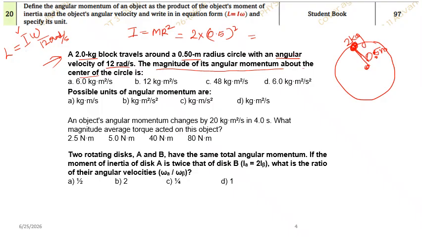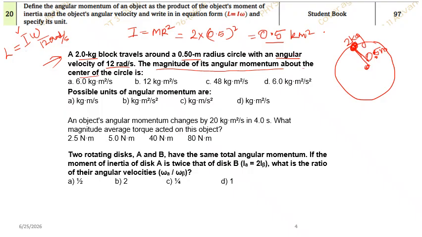2 into 0.5 multiplied by 0.5. So what value will we get? 2 multiplied by 0.5 multiplied by 0.5 will become 0.5. So the moment of inertia we will be getting is 0.5 itself. Now I have the moment of inertia in kilogram meter square, and I also have the angular velocity.